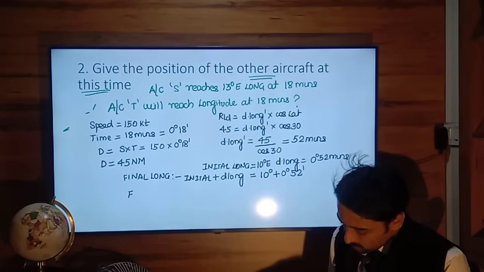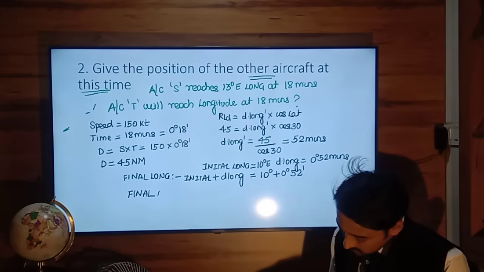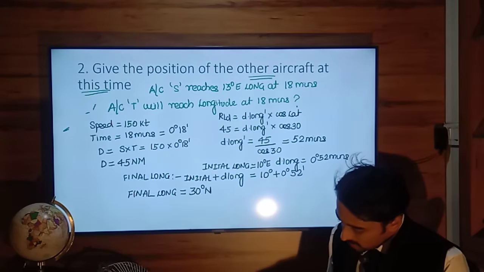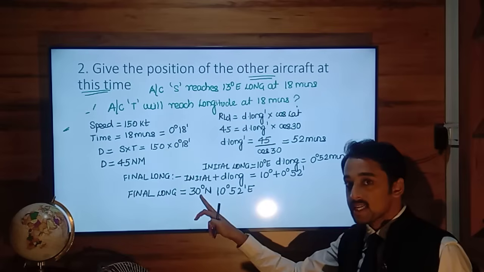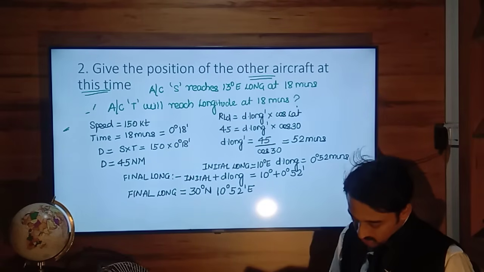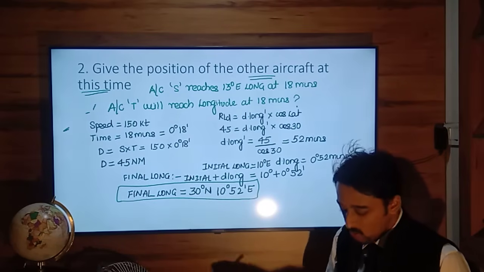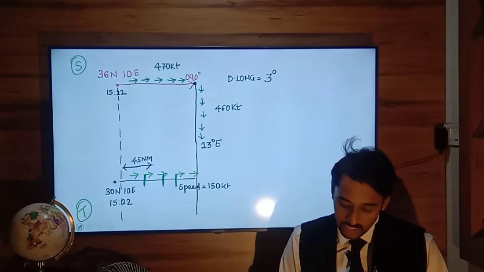So final longitude of the aircraft is 30 degree north, 10 degree 52 minutes east. 30 degree north, which is the same latitude, and 10 degree 52 minutes east. So that is the final longitude of your aircraft Tango at the end of 18 minutes.